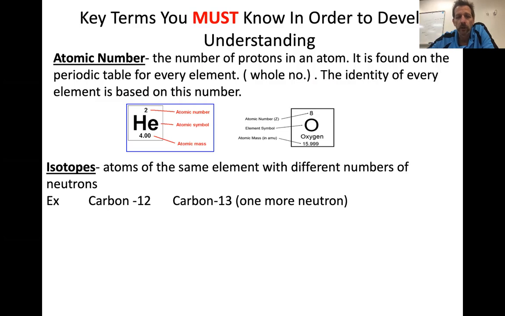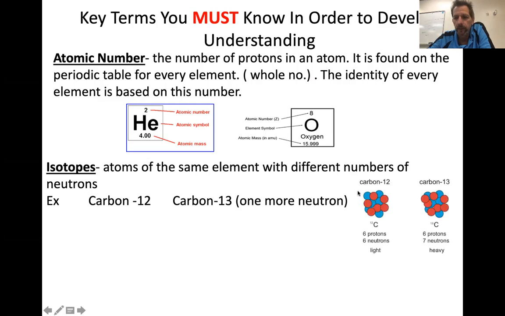Key term: isotopes. Turns out that atoms of the same element are not identical in every way. What we've come to learn is that the number of neutrons in atoms of the same element may vary. We call those atoms that have different numbers of neutrons isotopes of the same element. So carbon-12 and carbon-13, they're both carbon. They both have the same number of protons. For carbon, it turns out to be 6. Carbon-13 has an extra neutron, so it's a little bit heavier.